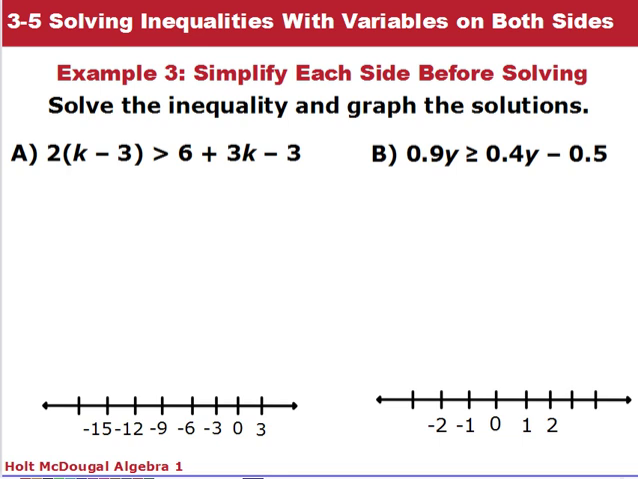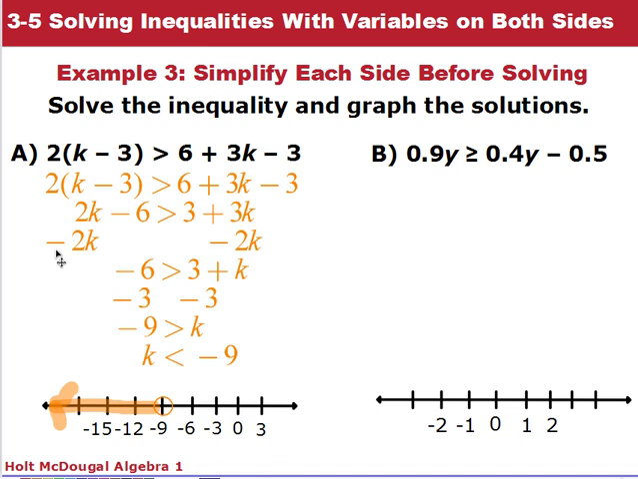These examples, now we're going to simplify each side before solving. And again, as with equations, simplify first and then solve. So with this example, we distribute the 2 to everything in parentheses, leaving us with 2k minus 6 on the left-hand side, and combine the 6 and the negative 3, so we get 3 plus 3k on the right-hand side.